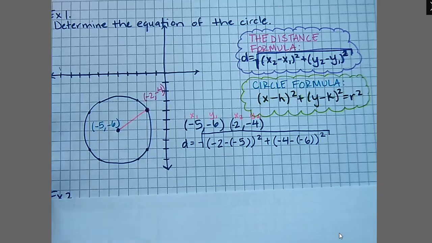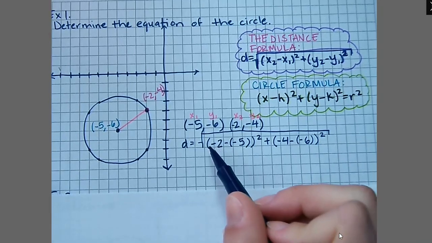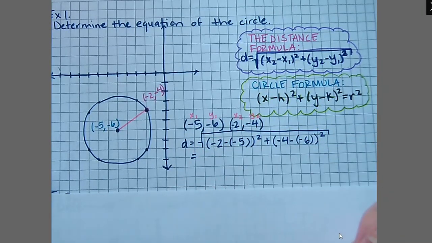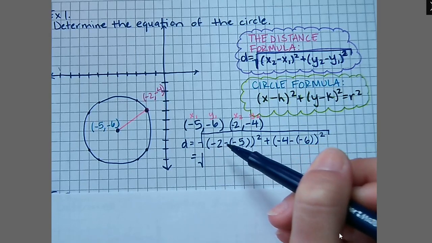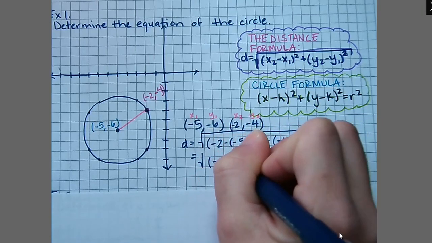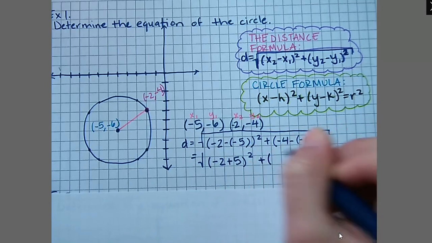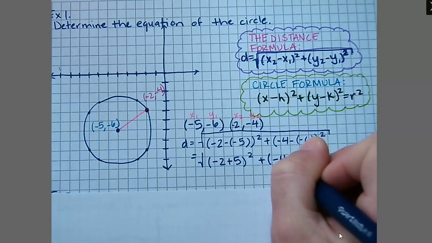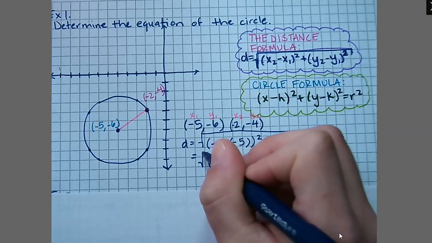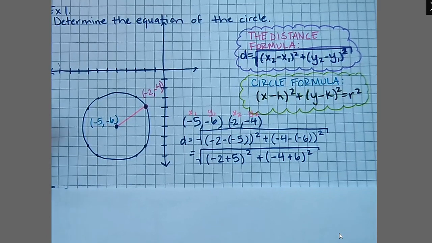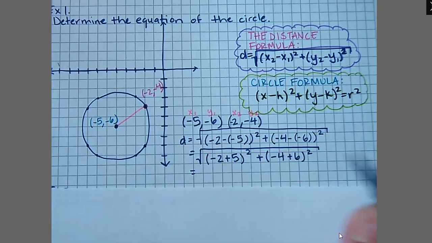Okay, now we can do some simplifying here. And if you wanted to, you could really just type all this into your calculator and then just press enter. But we're just going to be a little bit more precise here. So still under the square root. All right, again, these two negatives are going to change to a plus. So it's going to be -2 plus 5 squared plus, and this is going to change to a plus as well. It's going to be -4 plus 6 squared. Okay, if you don't need all these steps, then don't write all these steps. And then we're just going to keep on going.